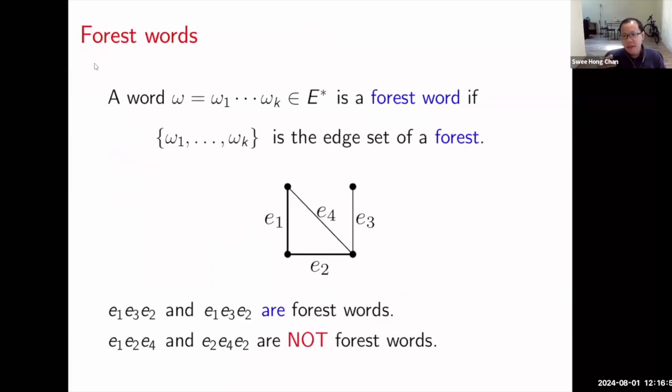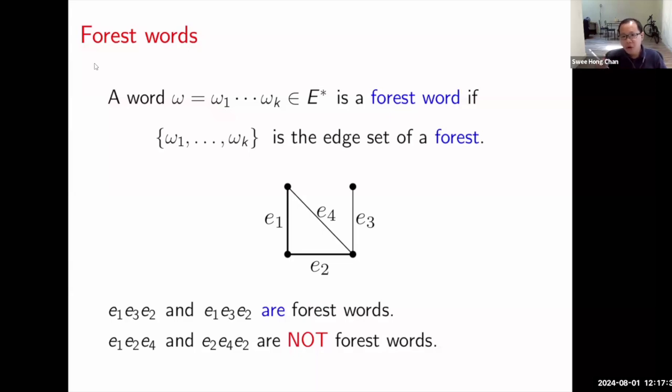And the way we want to prove it is that I need to define the matrix M. To do that, I first need to define what we call a forest word. A word omega is a forest word means that omega_1, ..., omega_k are all edges of the graph, and they form a string of letters. This means that the order does matter.